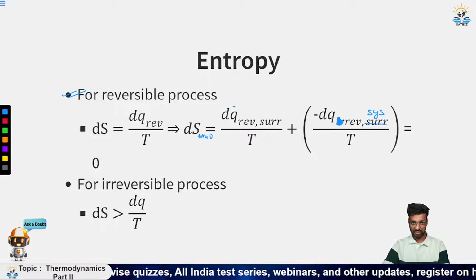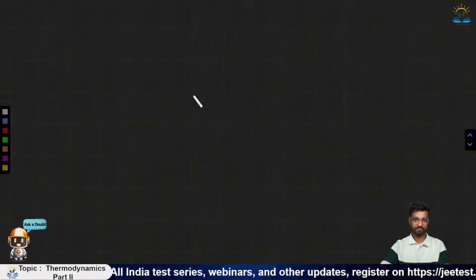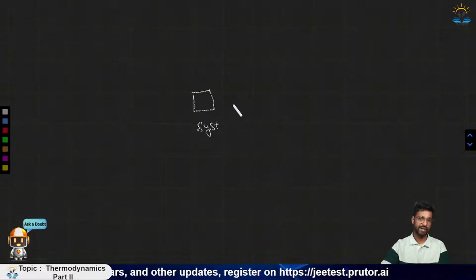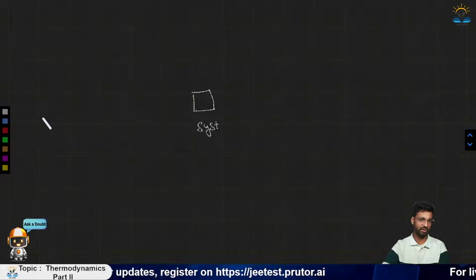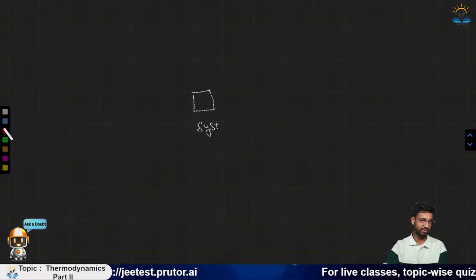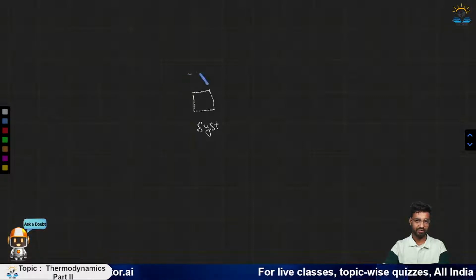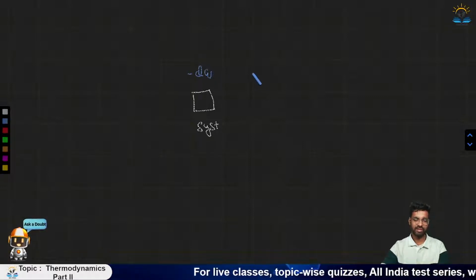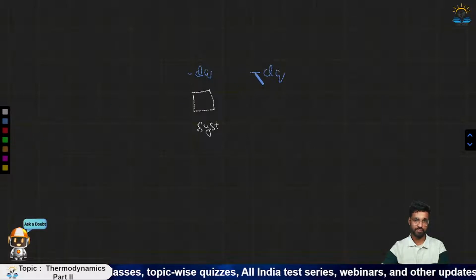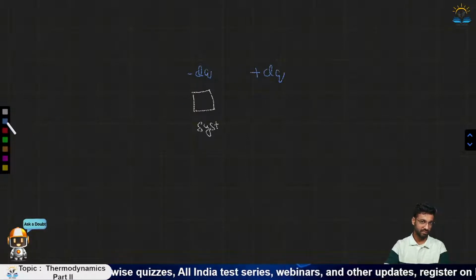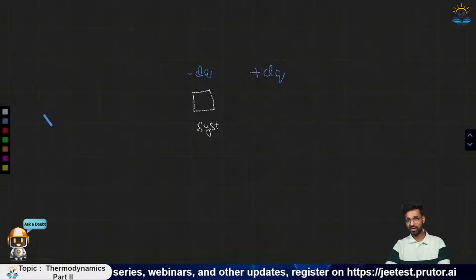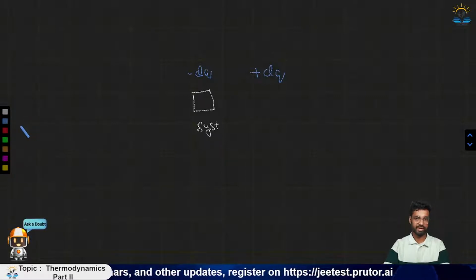For the system, suppose a system is there, like this. So this is the system, and it is giving dq amount of heat. So what is the amount of heat that is lost by this system? It will be minus dq. And what is the amount of heat that is gained by the surrounding? It will always be plus dq, which means that whatever the system is losing, the surrounding is gaining that same amount of heat.